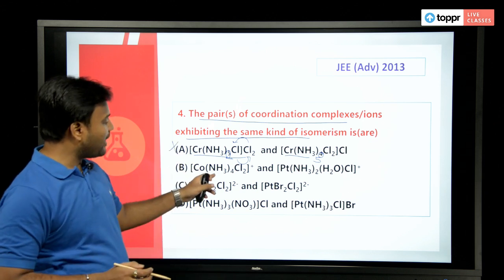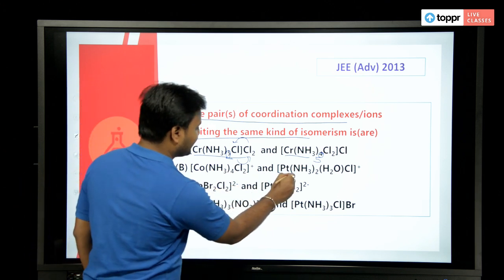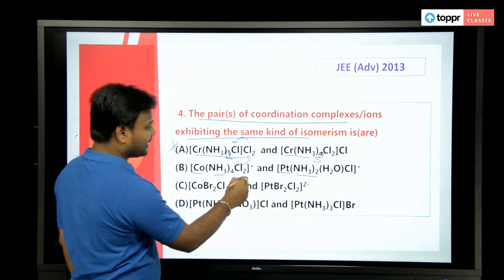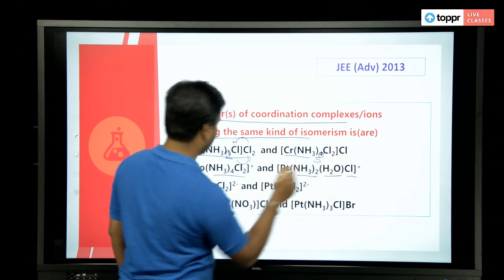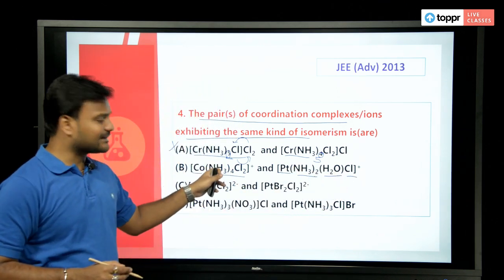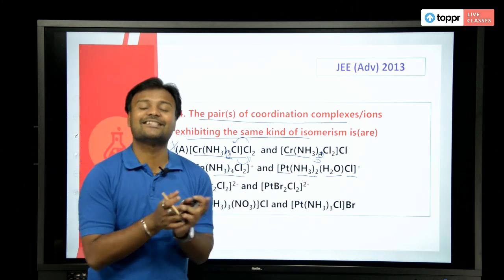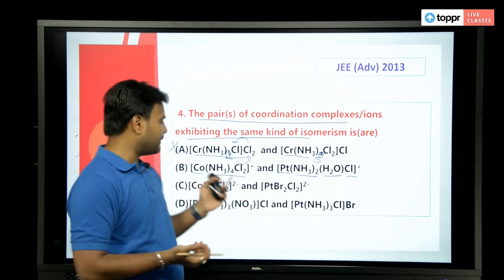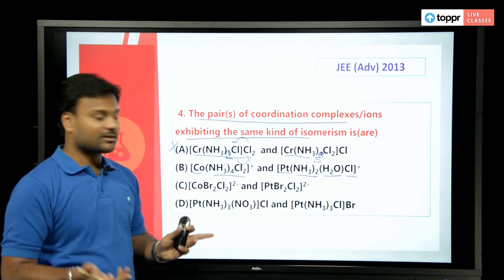Next, you have cobalt, ammonia 4 and Cl2 plus, platinum as a central metal atom. Here 2 ammonia, number of ligands here are 6, here you have 2, then 3, 4. We can think of this because this can be octahedral and this can be square planar. If you consider cis trans isomerism, this can be octahedral, this can be square planar. The chances are there. Let us look at the structures as well.